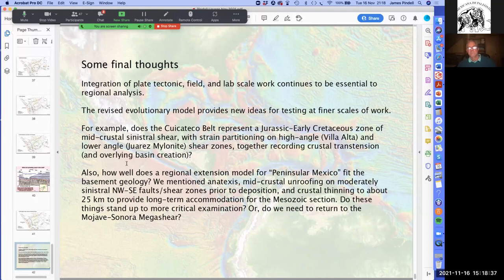Also, we've proposed a new model, this extension model for Peninsular Mexico. Is that a valid way to avoid overlap with Colombia? This model is only 2 years old. I think people are thinking about it, but it's certainly not proved yet. So it's just ideas for testing.